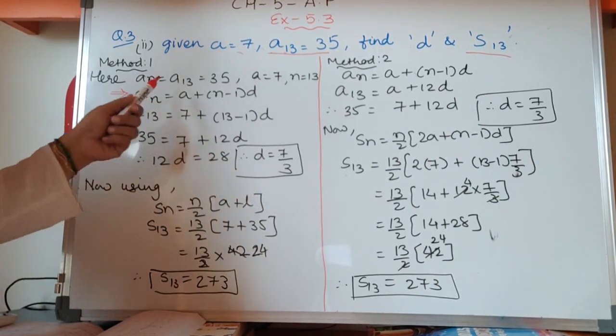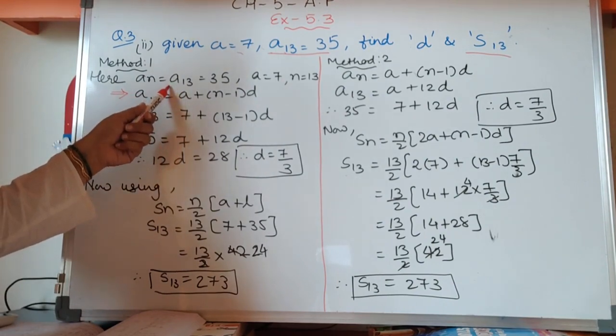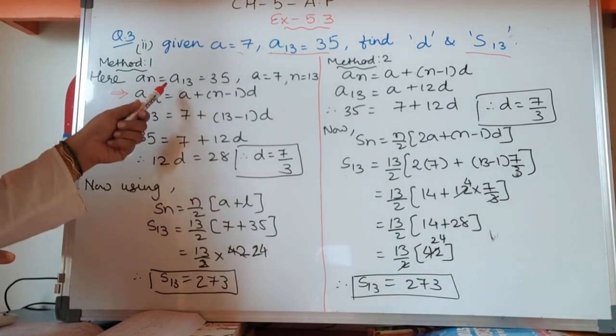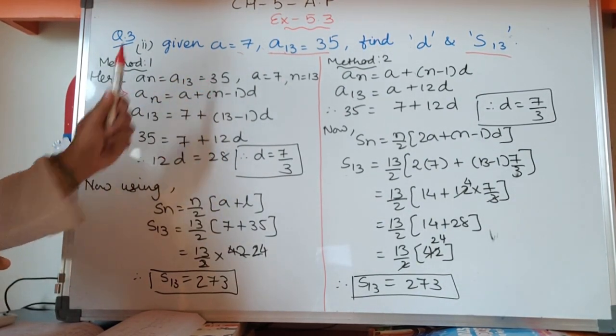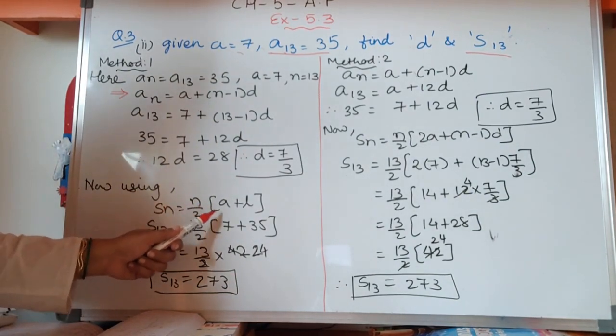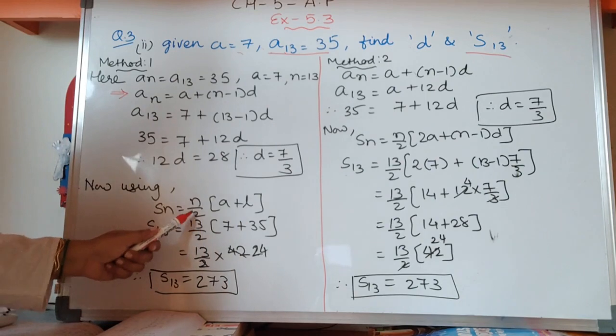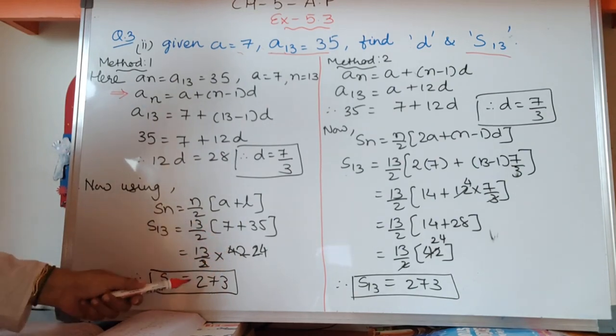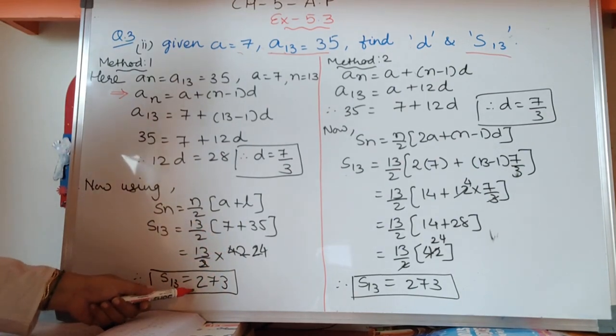And as we have taken a13 as the last term, it means it is equal to l. Therefore, I apply the formula Sn is equal to n by 2 times (a plus l). And after substituting the values, you see that S13 is equal to 273.